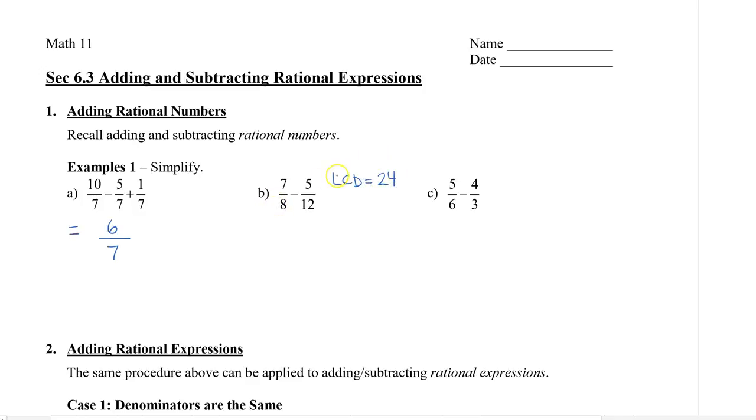So what I need to do is multiply the first fraction by 3. And then the second fraction, I need to multiply it by 2. So we have 21 over 24 minus 10 over 24. And that's going to give us 11 over 24.